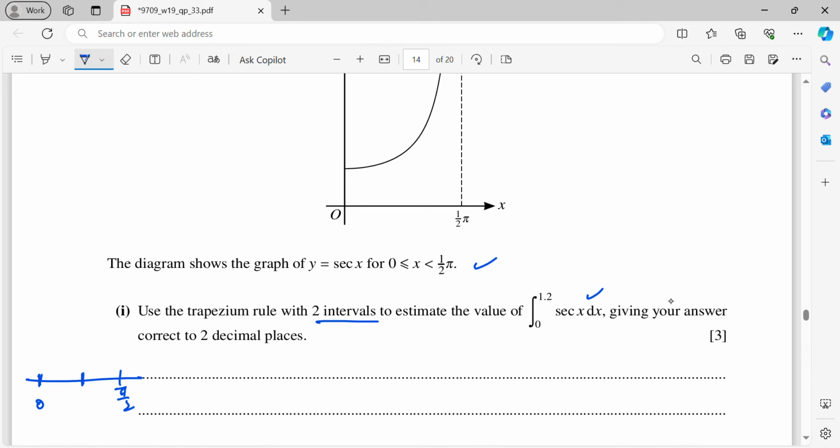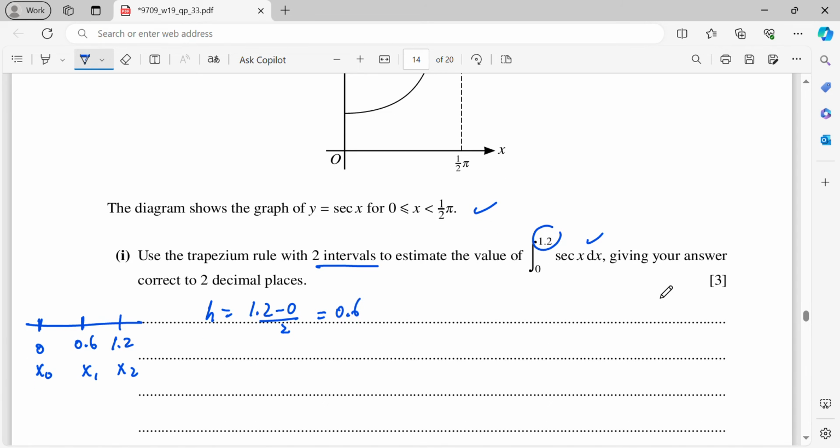I need to find out what is the middle value. So obviously the middle value, not half pi, it's until 1.2. So obviously the middle value is 0.6. So this is your x0, x1, and x2. Okay, so the h is basically 1.2 minus 0 divided by 2 intervals, therefore 0.6.